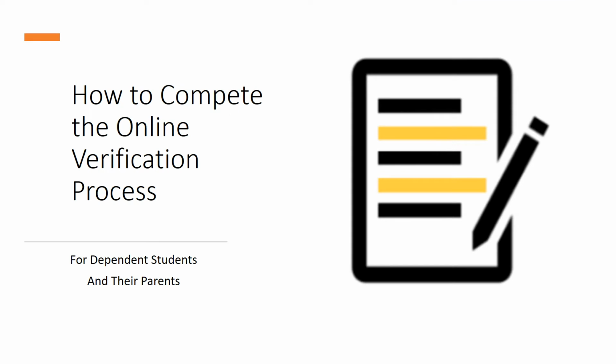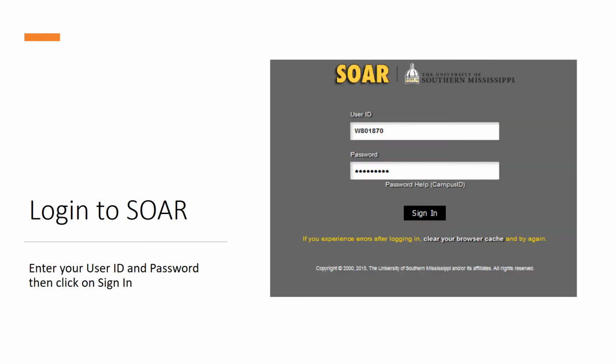Here are the steps for dependent students and their parents to complete the verification process online. You, the student, will navigate to the login page of SOAR and enter your user ID and password. If you are having issues logging into SOAR, please contact the iTech Help Desk at 601-266-4357.